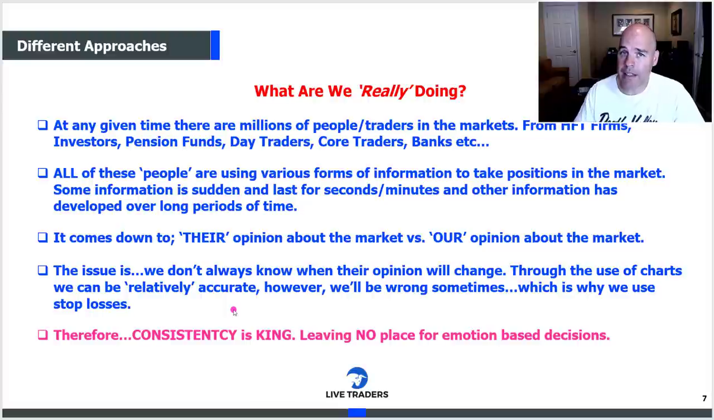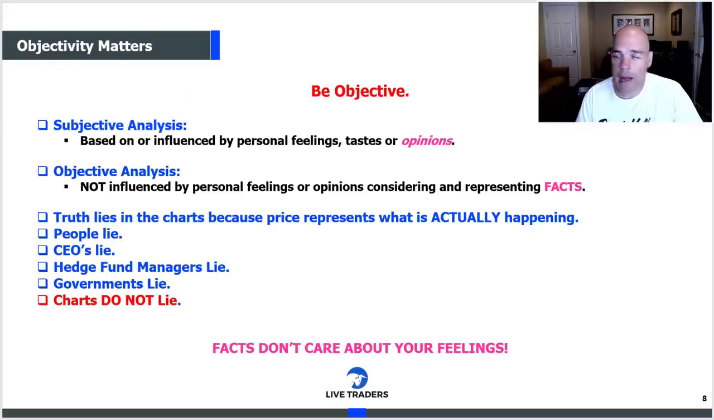See, you can guess if a company might beat or exceed earnings. You can guess at a buy or a hold rating, but you can't guess and tell me something other than the SPY is at 424.45 right now. That is a factual statement, period. Okay, there's no guessing there, all right? Therefore, consistency for us is king, leaving no place for emotion-based decisions. Get used to reading the charts. I promise you guys, the back half of this lecture is all slides. For those of you that get bored with text slides, it's all charts after this, all right?